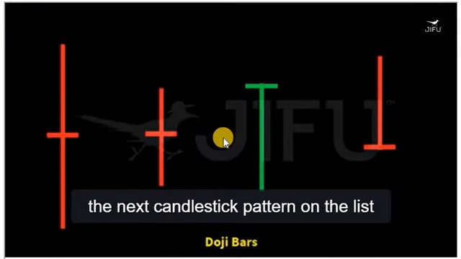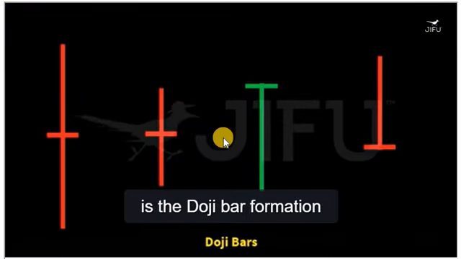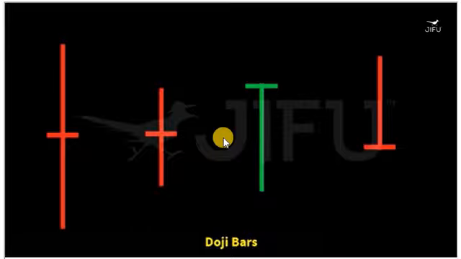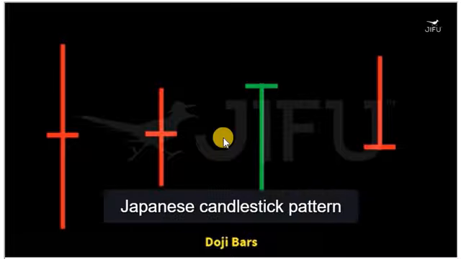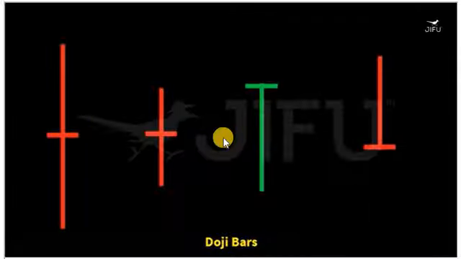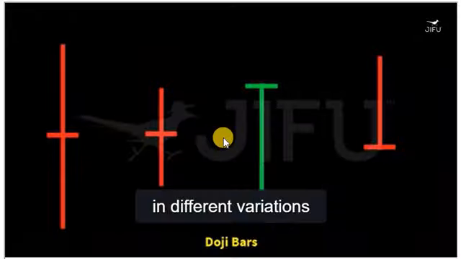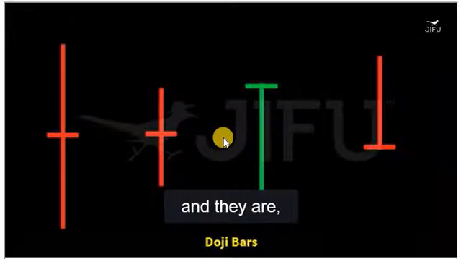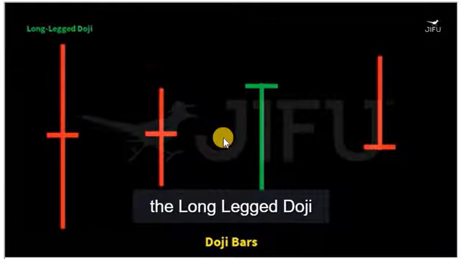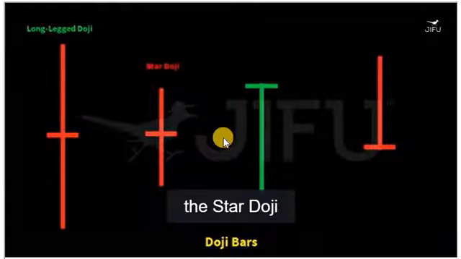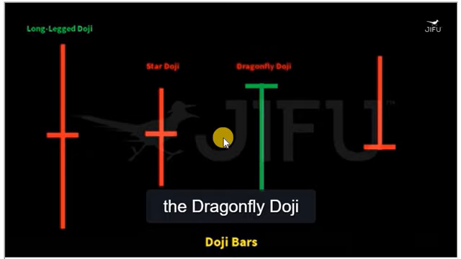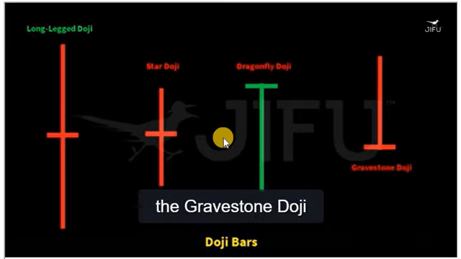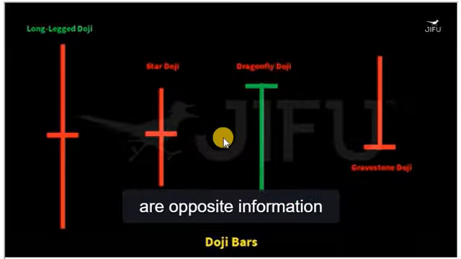The next candlestick pattern on the list is the doji bar formation. This is another most important Japanese candlestick pattern. These bars can exist in different variations, and they are the long-legged doji, the star doji, the dragonfly doji, the gravestone doji. These bar formations carry opposite information.